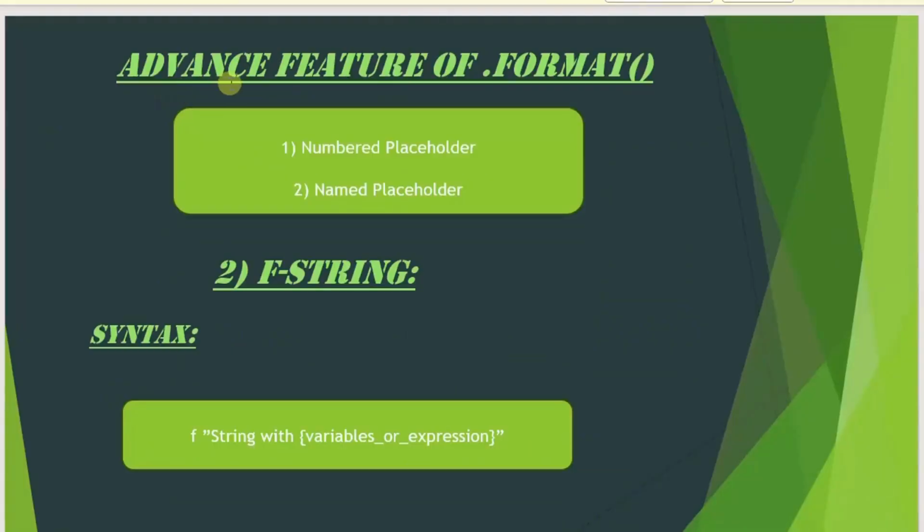Now let's start talking about some advanced features of format: numbered placeholders and named placeholders. Let's talk about numbered placeholders. Numbered placeholders are a way to specify the order in which values will be inserted into the string. Instead of using curly braces without numbers, we can use 0, 1, 2, and so on, where the numbers refer to the position of the argument passed into the format method.